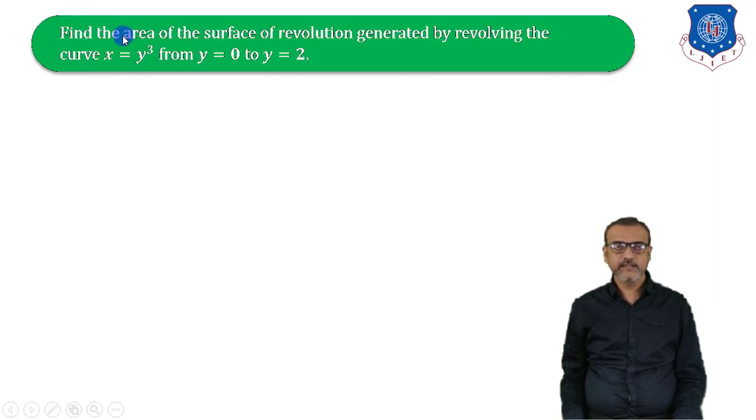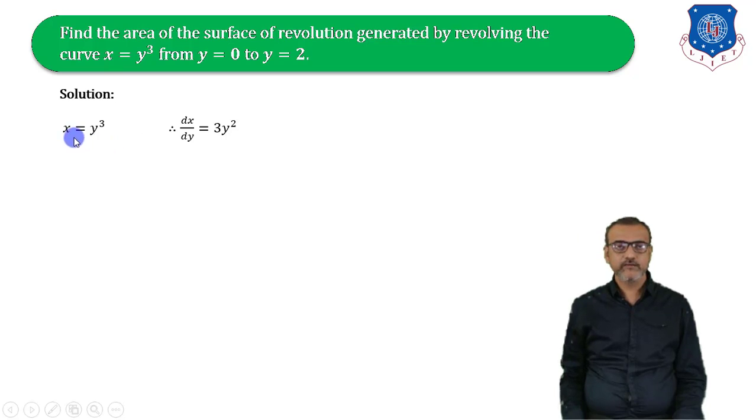Now we will see the example related to this topic. Find the area of the surface of revolution generated by revolving the curve x equals y cube from y equals 0 to y equals 2. So here is the solution.